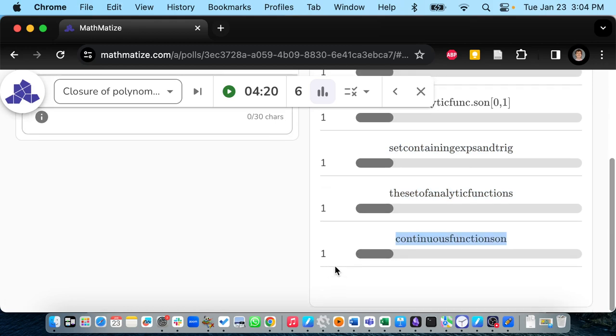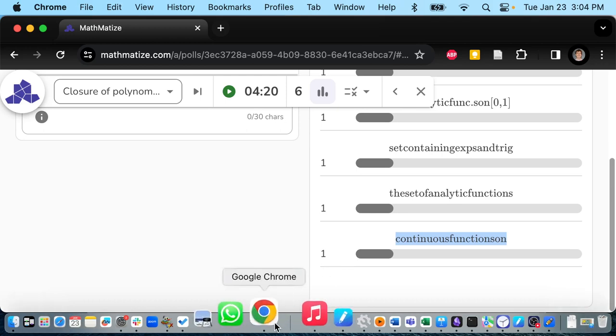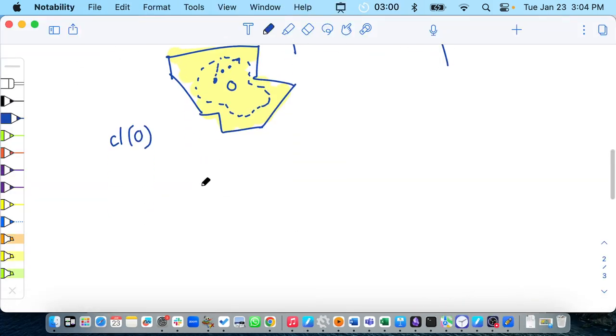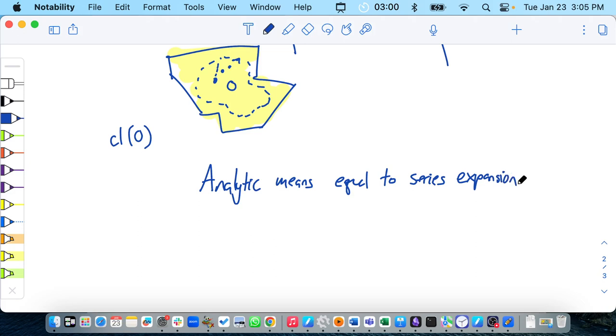One person said continuous functions. So some functions are continuous, but not analytic. In particular, analytic means equal to its Taylor series expansion. And unfortunately, on R, there are some functions that are continuous but not analytic. For example, you can have a function whose derivative is zero, and all infinitely many of its derivatives are zero in some interval, and then all of a sudden it shoots off and is non-zero. So you can have a function that looks like this.